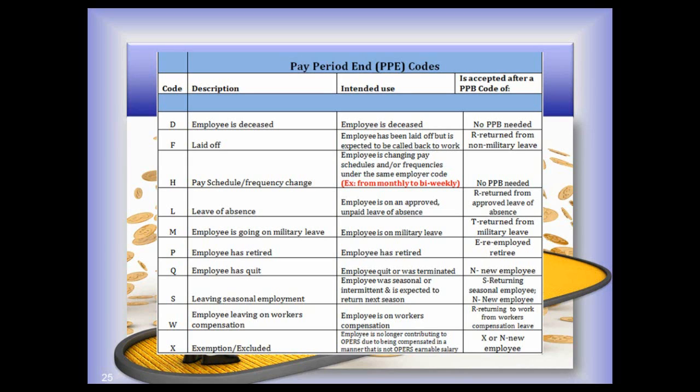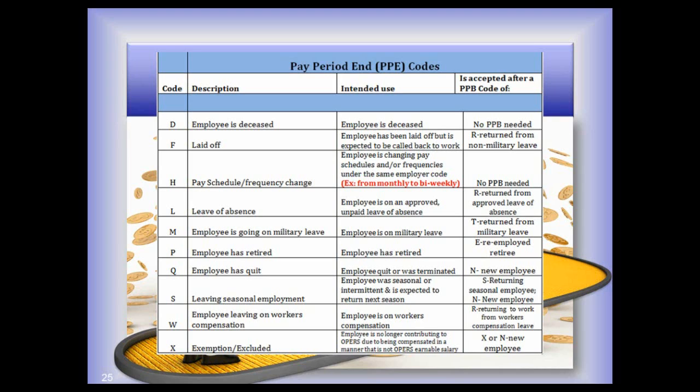Now, what do I do if I put the wrong pay period begin or pay period end code, or I forget to do it at all? No need to worry about that. ECS checks when you submit the report to be sure that the codes are accepted codes, such as a pay period begin code of S, seasonal returning, can only have a pay period end code of S, seasonal leaving.